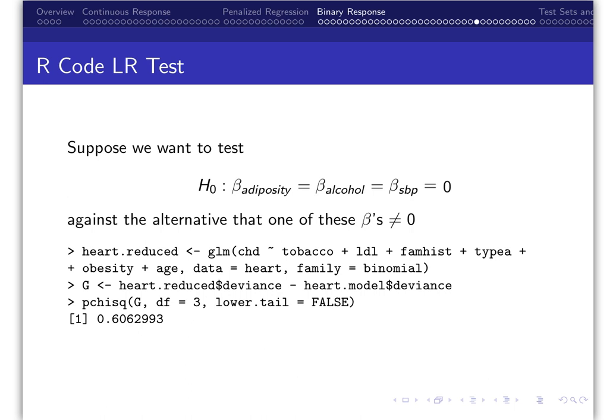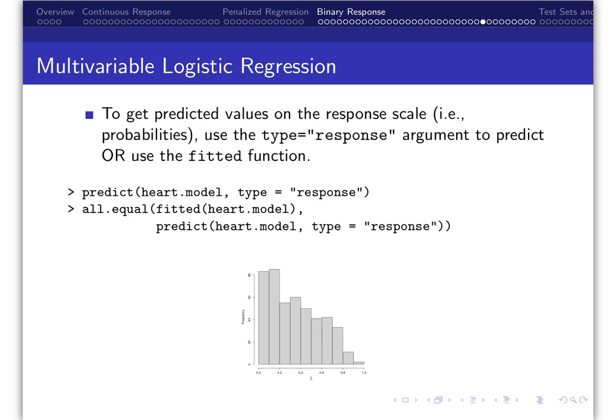One purpose in fitting a logistic regression model is to predict the outcome, including for future patients. We can use the predict function in R and request that the type of prediction we want is response. In that case, R outputs predictions in the form of a probability. Alternatively, the fitted function also outputs predictions in the form of a probability. You can see the distribution of the predictions from a CHD model. Note that they all lie between 0 and 1.